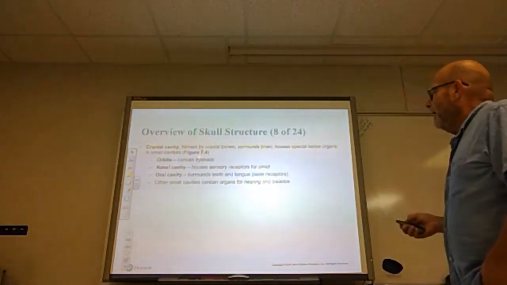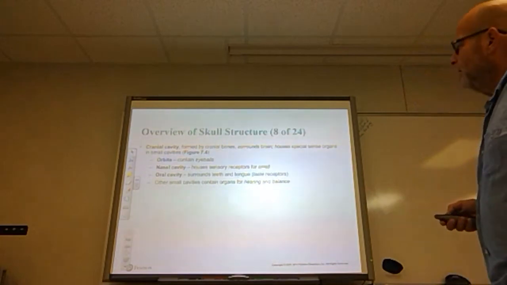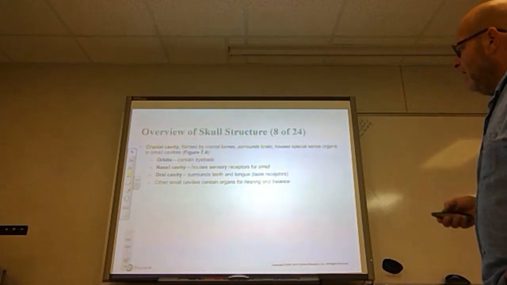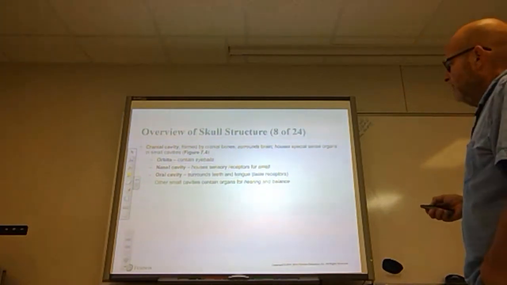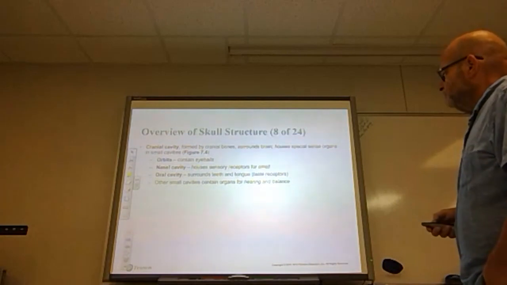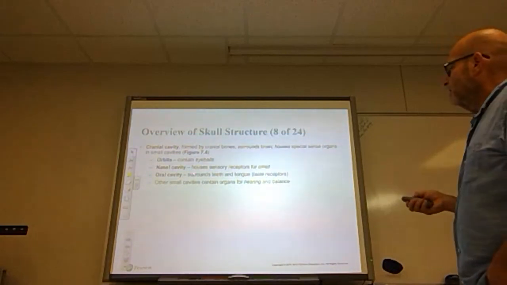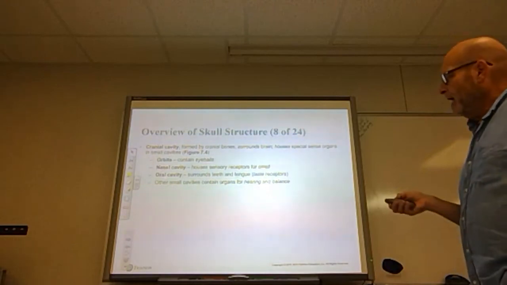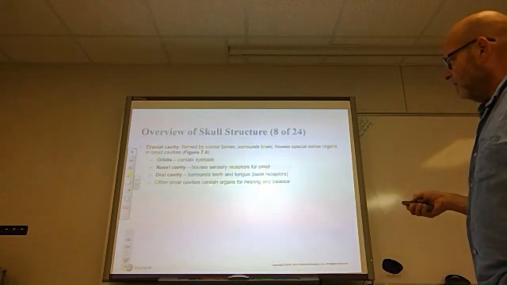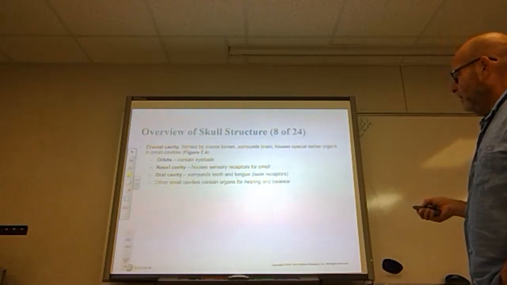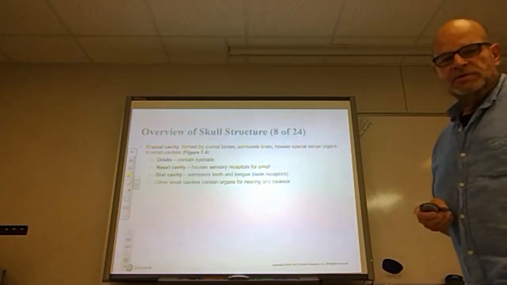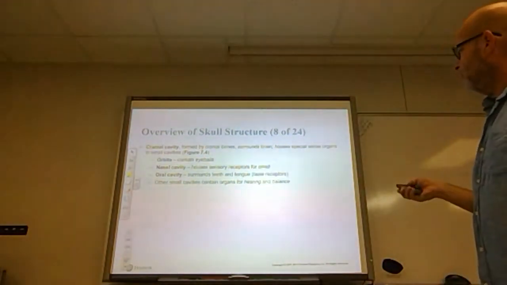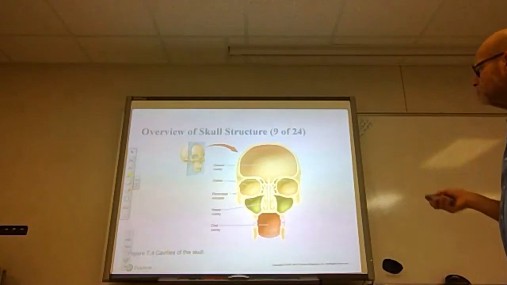You also have special sense organs found within the cranial cavity. You have the orbits, which contain the eyes, the nasal cavity, which houses our sensory receptors for smell. The oral cavity is where you find the teeth and tongue, along with the taste receptors. And then there are some other small cavities, which we will talk about, that contain the organs for hearing and balance. If you've ever heard of someone having their equilibrium off and they can't stand very steady, it's those structures that are causing a problem.